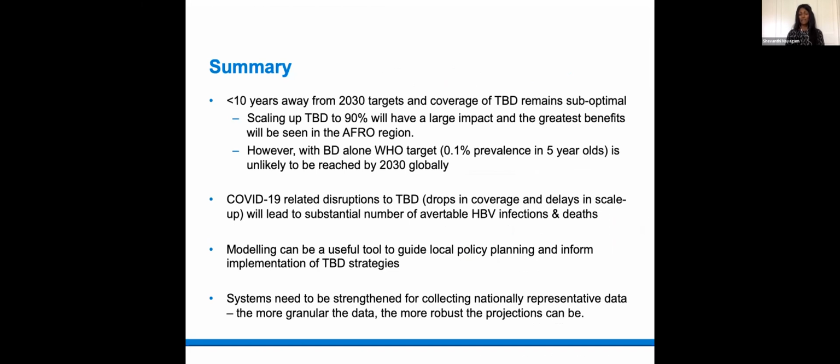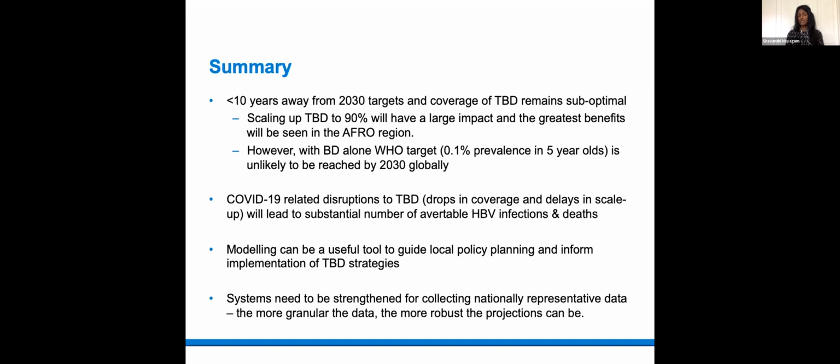So in summary, we're less than 10 years away from the 2030 targets, and the coverage of timely birth dose remains suboptimal. But it's not all negative. Scaling up timely birth dose to 90% will have a large impact, and the greatest benefit will be seen in the WHO Afro region. However, with birth dose alone, the WHO target of 0.1% prevalence for 5-year-olds is unlikely to be reached by 2030 at a global level, because we've moved forward 5 years, yet not necessarily progressed the agenda a lot.